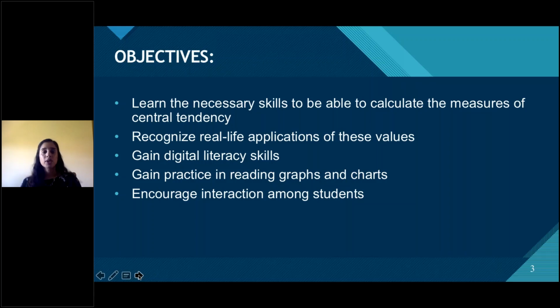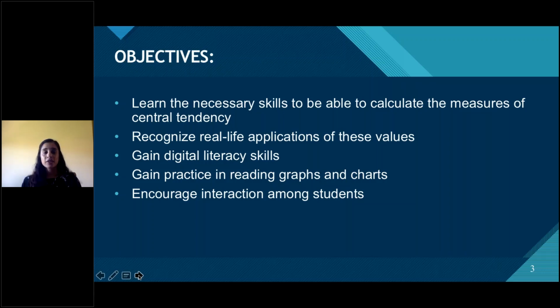So wherever and whenever possible, I try to provide real life applications, especially in math, to the things that I teach. Sometimes it's not always possible, but wherever I can, I try to do that, because I feel that if students can identify with something from their daily lives that they've already understood and mastered, they can apply that knowledge to their math skills as well, and it will help them gain a better comprehension of what they're about to learn. All right, so the next objective is to gain digital literacy skills.